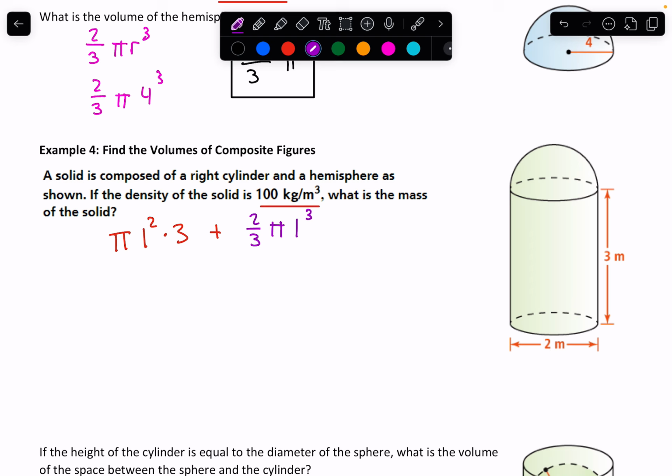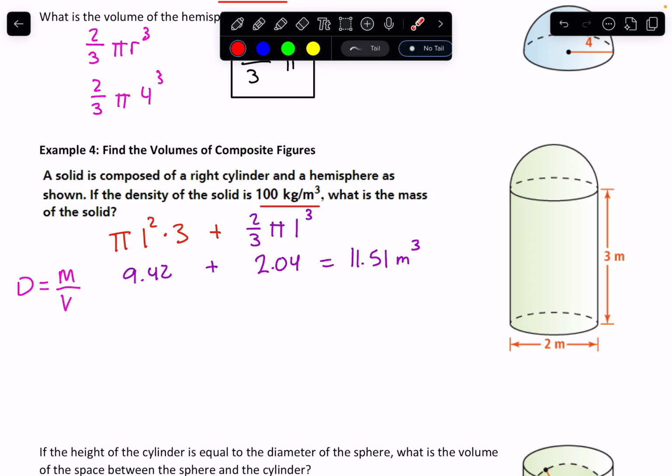The cylinder to the nearest hundredth is 9.42. The hemisphere to the nearest hundredth is 2.04. So if I add them together, I get a total volume of 11.51 meters cubed. From there, I just need to figure out how to find the mass of the solid when I've been given its density. And this is something that you might remember from earlier classes as well. We learned a calculation where the density is equal to mass per unit volume. Density equals mass divided by volume.